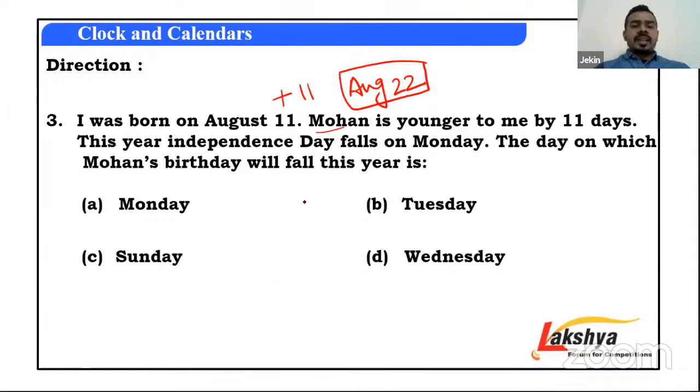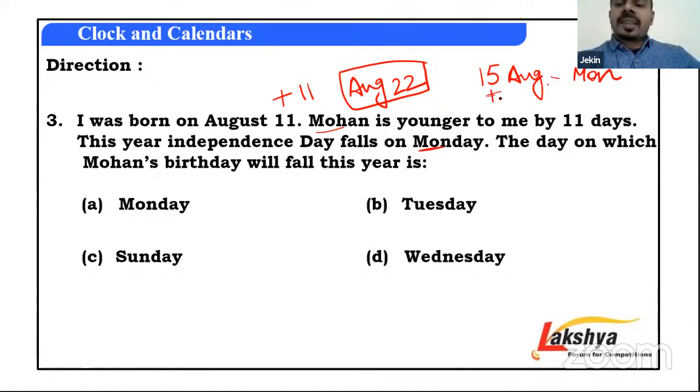Now, what does it say? The Independence Day falls on a Monday. When is the Independence Day? You guys know it. 15th August. If 15th August is a Monday, when would be Mohan's birthday? On which day would be Mohan's birthday? Very simple, guys. 15th August is a Monday.